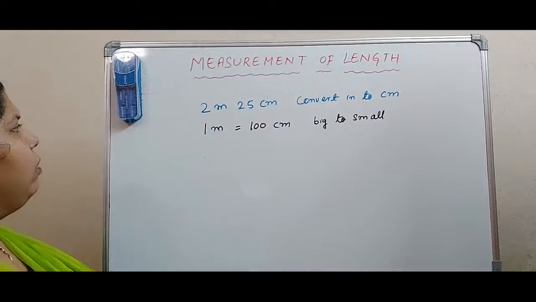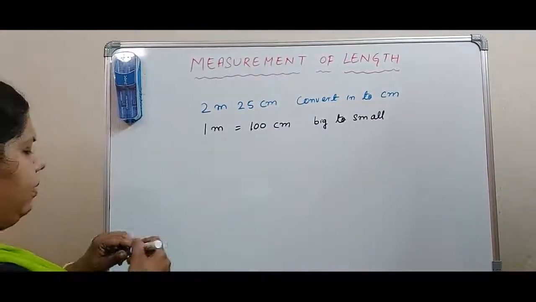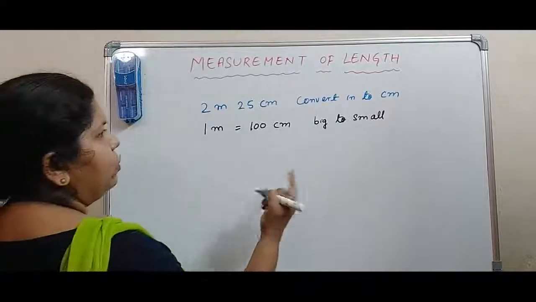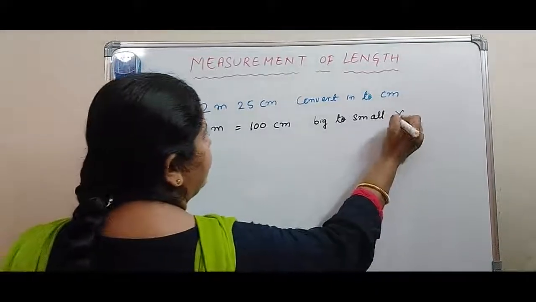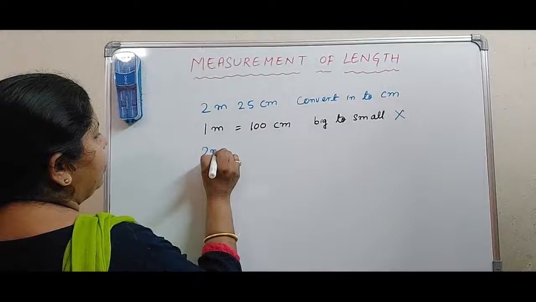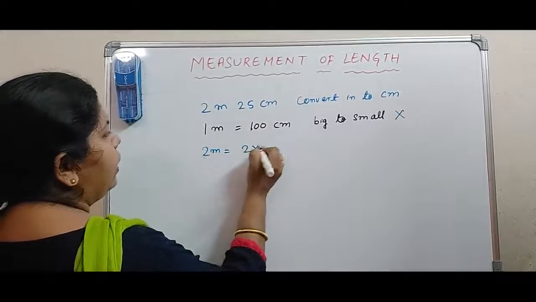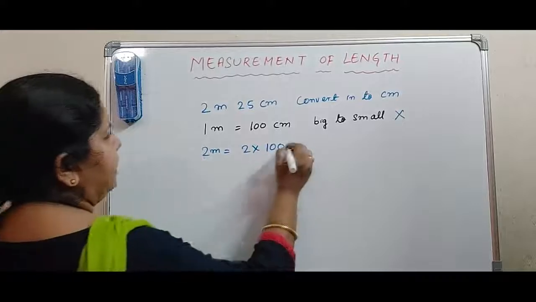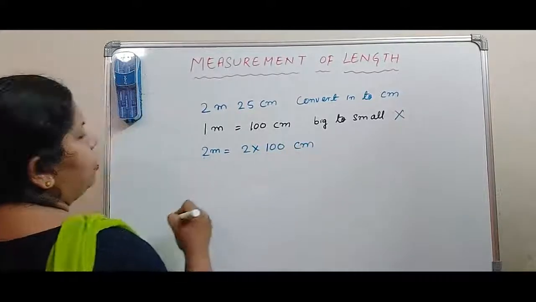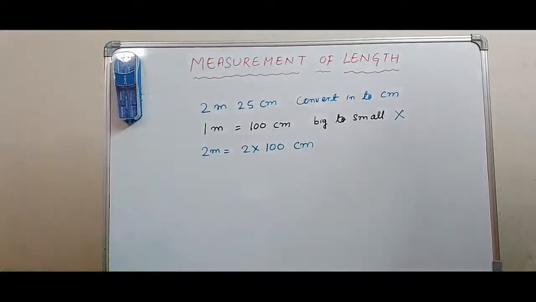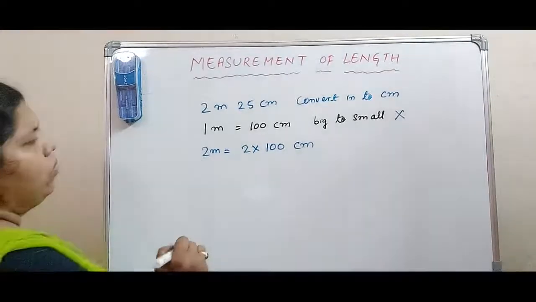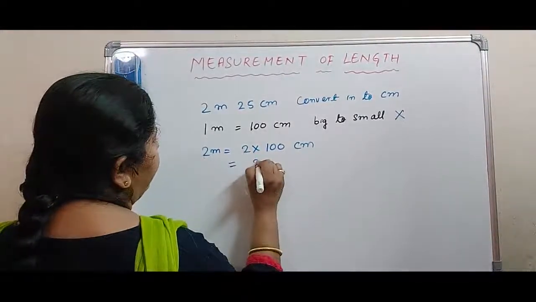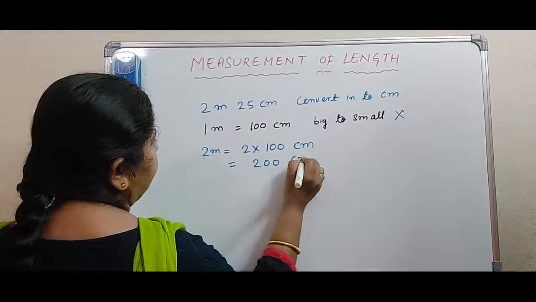Now what do we have to do? We have to convert 2 meter. Big to small means you have to do multiplication. So 2 meter equal to 2 into 100 centimeter, which is equal to 200 centimeter.